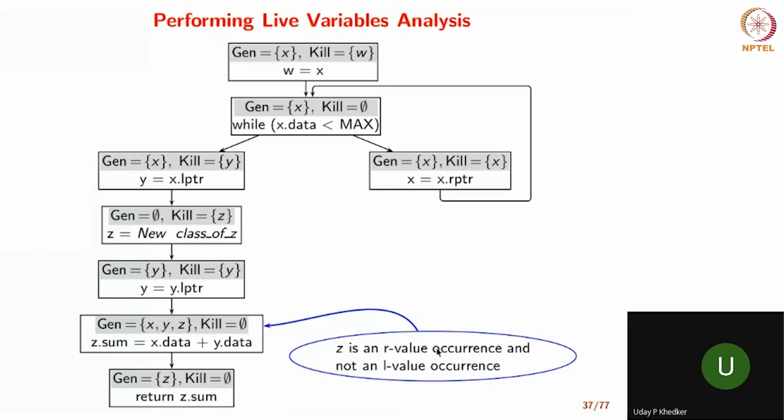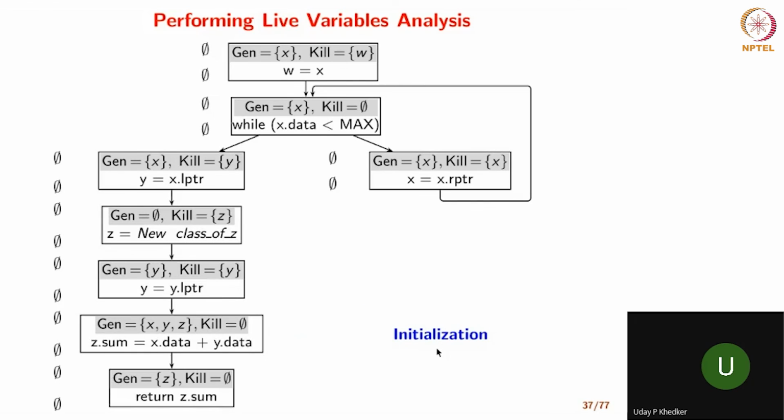And observe that we have been able to compute gen and kill simply by looking at the statement without worrying about what's happening in the surrounding statements. Capturing the effect of surrounding statements is the responsibility of global data flow analysis, which is what we are going to do now. Okay, so we begin with the initialization empty set, and we will see later why this is a good initialization. For now, let us proceed with the assumption that we have the initialization empty set.